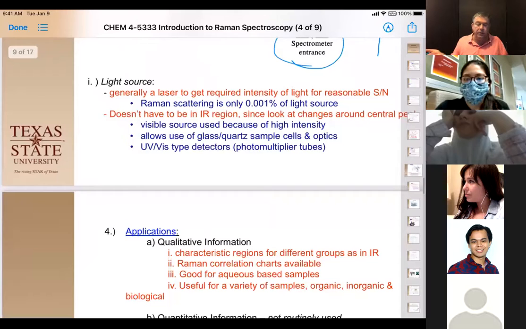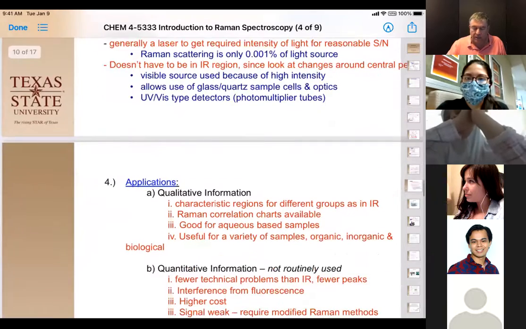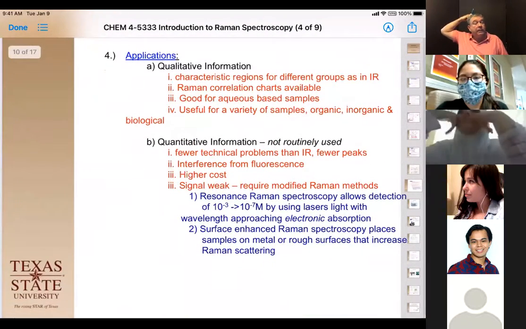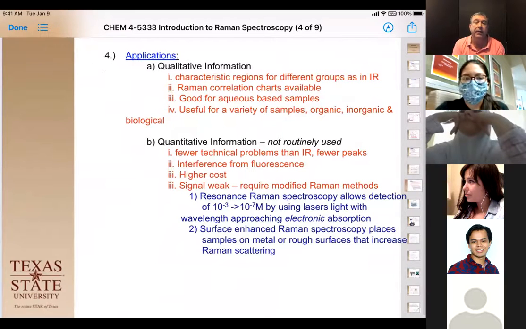And we can use UV-vis type detectors because remember, we're looking for that change in frequency of our incident light, not necessarily an IR signature out of it. So we're using really nice, simple detectors. So imagine just taking apart your UV-vis and then making the source at a right angle and sticking a laser on it.